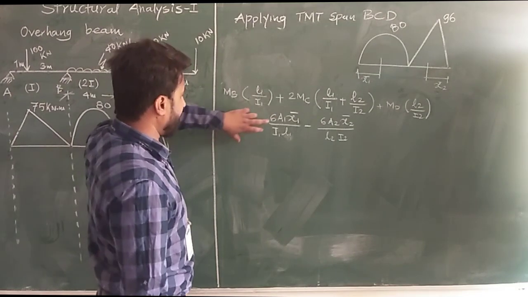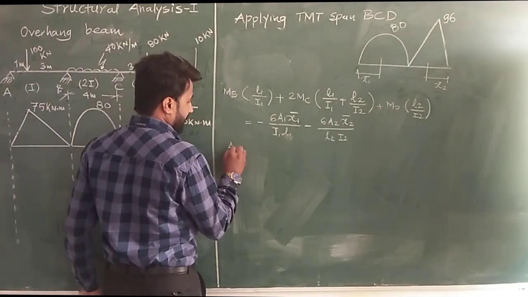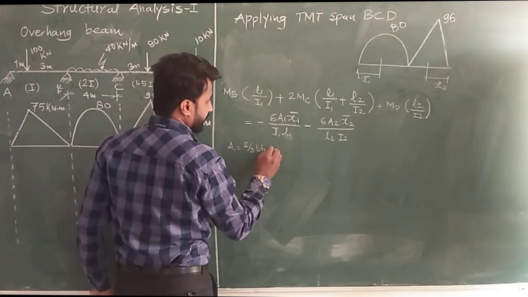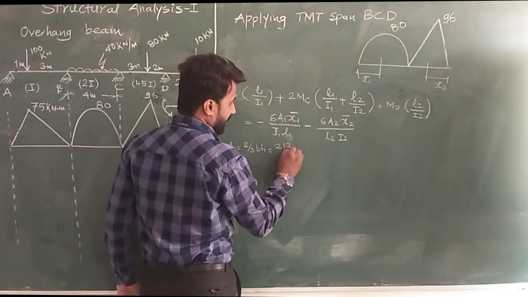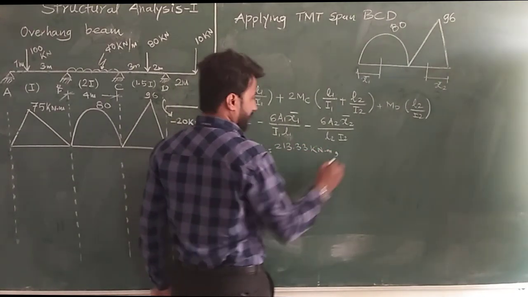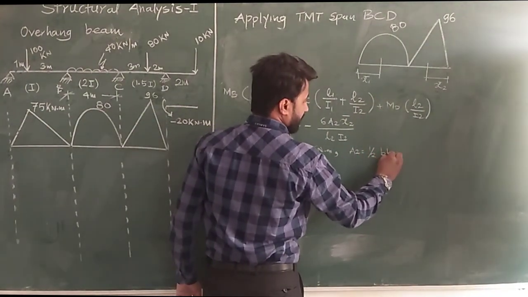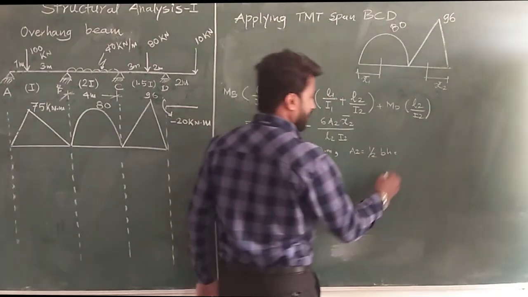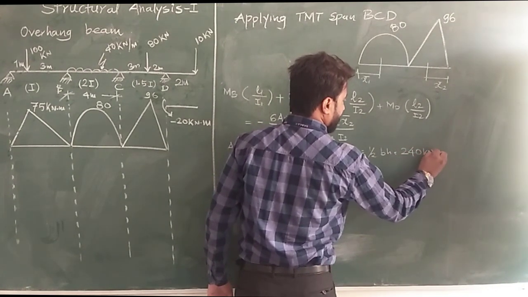Now the values of A1 x1 bar, A2 x2 bar we have to calculate. So A1 is a parabolic shape, so this is 2/3 of B into H. B we know is 4 meter, H we know is 80. So this is 213.33 kilonewton meter. Now A2 is half base into height. We know base is 5 meter and height is 96. So this is 240 kilonewton meter.